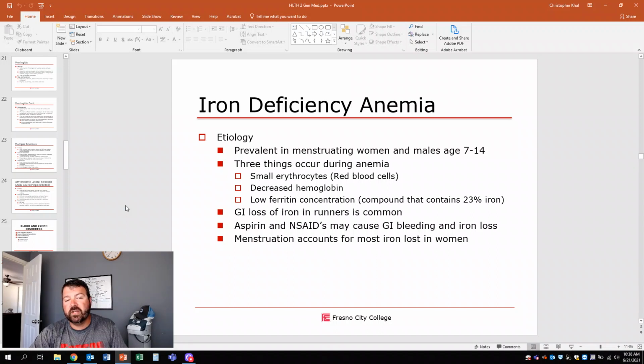Three things occur during anemia. You have small erythrocytes. Erythrocyte is your red blood cells. Decreased hemoglobin. And low ferritin concentration. So that's a compound that contains a good amount of your iron.